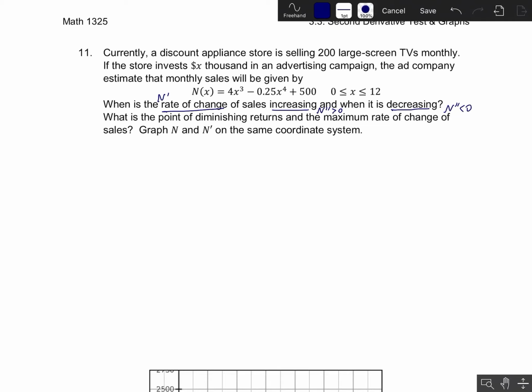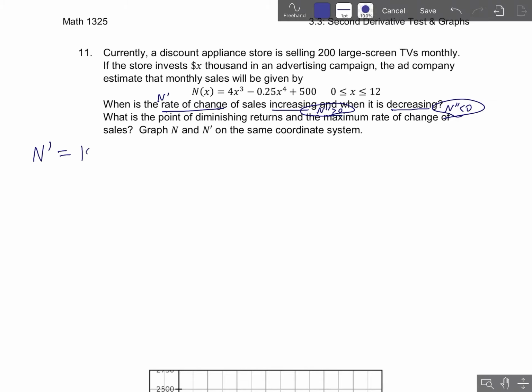I wouldn't ask you to do this one by hand. I just wanted to supply the graph below so that we could look at it. So don't worry about the graphing for now. For now, let's just worry about answering these first few questions. So the first few questions were, when is n double prime positive? When is n double prime negative? What's the point of diminishing returns, which will be the inflection point? And what is the maximum rate of change of the sales? Okay, so let's start by just computing these derivatives.